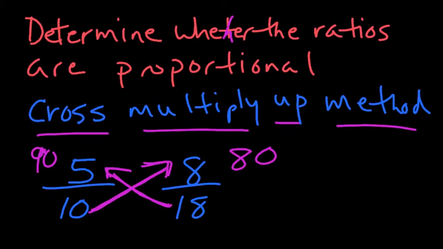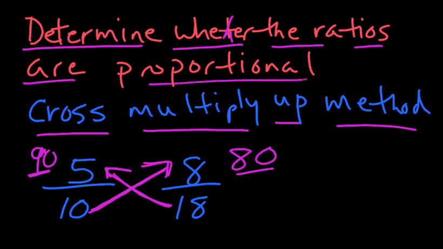So, the answer is no. Those are not proportional. If those two numbers had been equal, the 90 and the 80, then they would have been proportional. So, the answer to this is no, because it says determine whether the ratios are proportional. So the answer is going to be yes they are or no they're not. In this case, it's a no.